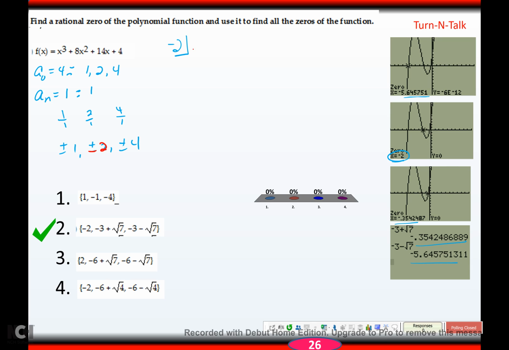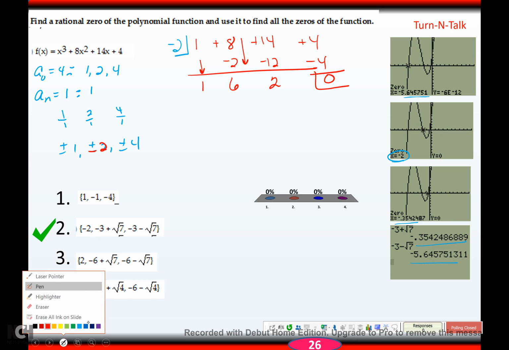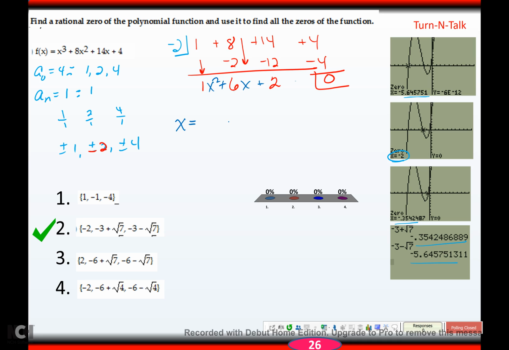But if I put negative 2 in the hole: third degree coefficient, second degree coefficient, first degree, constant. 1 comes out, brings back negative 2, comes out 6, brings back negative 12, comes out 2, brings back negative 4, remainder 0, which is better, or my graph is lying to me. And that drops it down to a second degree. Now, if I try to factor this, I can't. There's no factors of 2 that make 6. So to find the other ones, I have to use my quadratic formula.